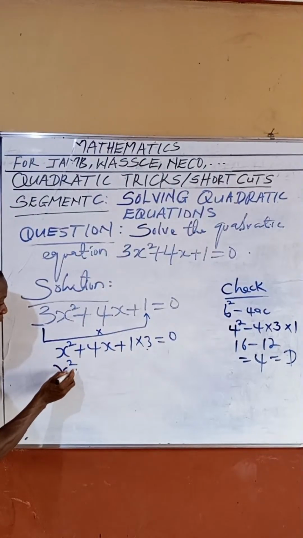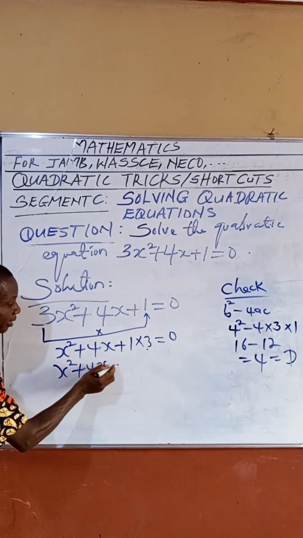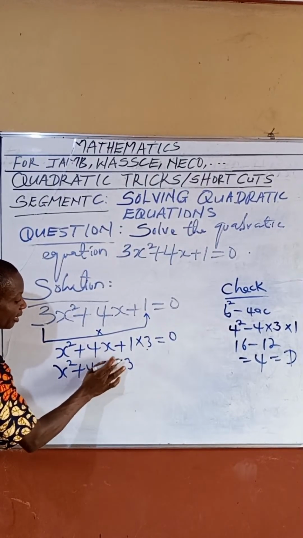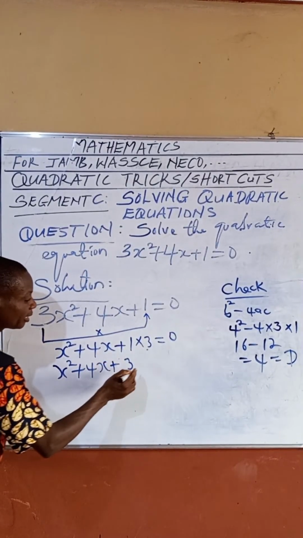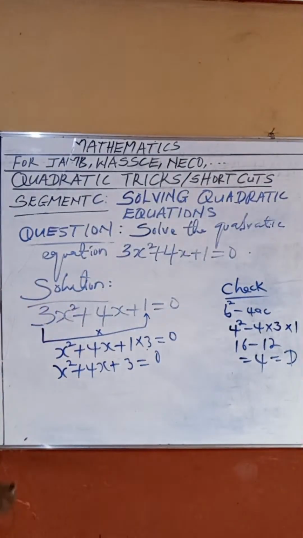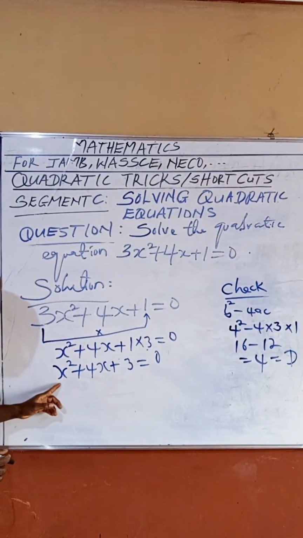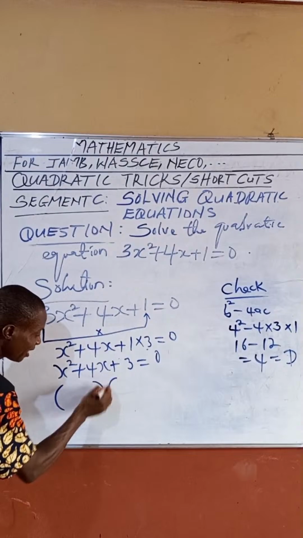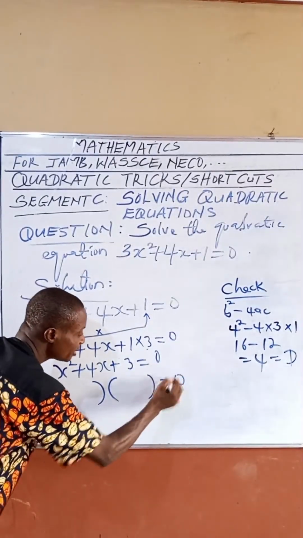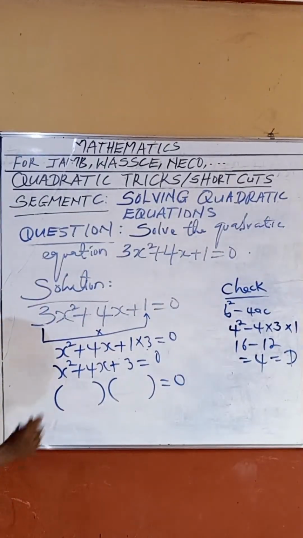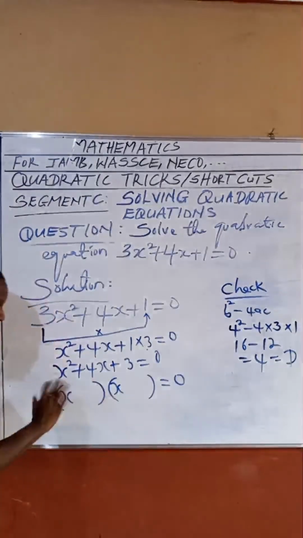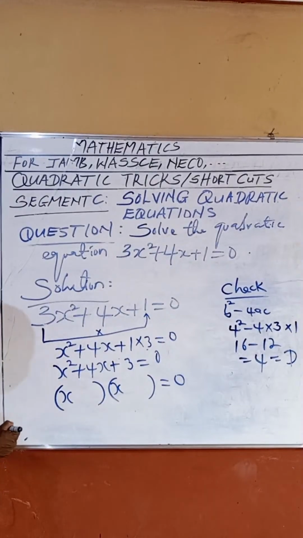Then we have x squared plus 4x, then plus 3 times 1 is 3. That's 3 here, plus 3 equals 0. Now we are going to factorize. Look at what I'm going to do here. Just do like this, and equate to 0. There's no need bothering yourself. In fact, I will show you. You'll be amazed as well. We'll solve it here.